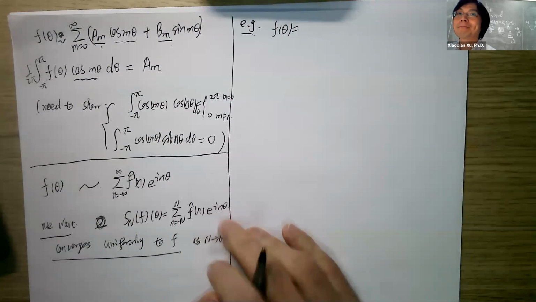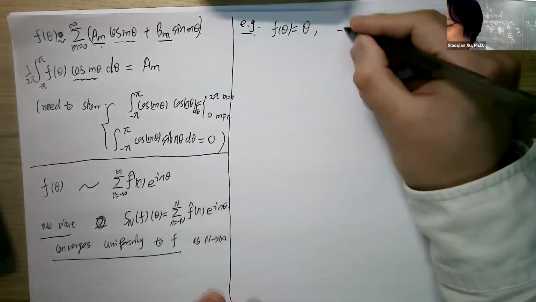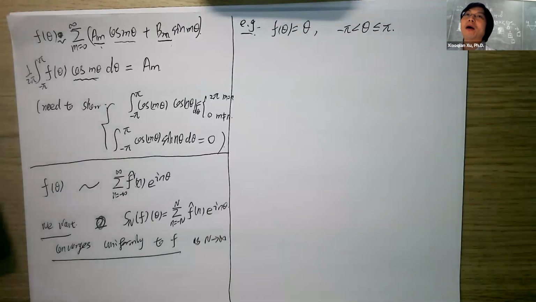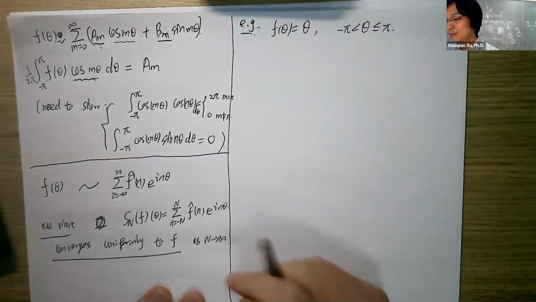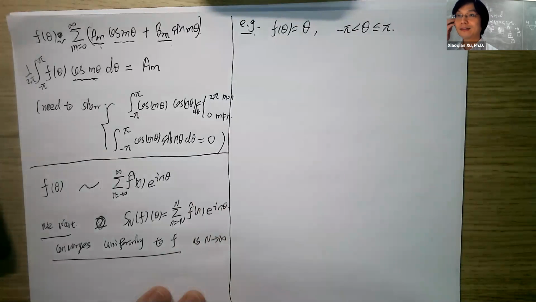For instance, f theta equals theta when theta is bigger than minus pi and less than or equal to pi, and this f is periodic of 2 pi. Then how can we compute the Fourier coefficient or the Fourier series of this f theta?